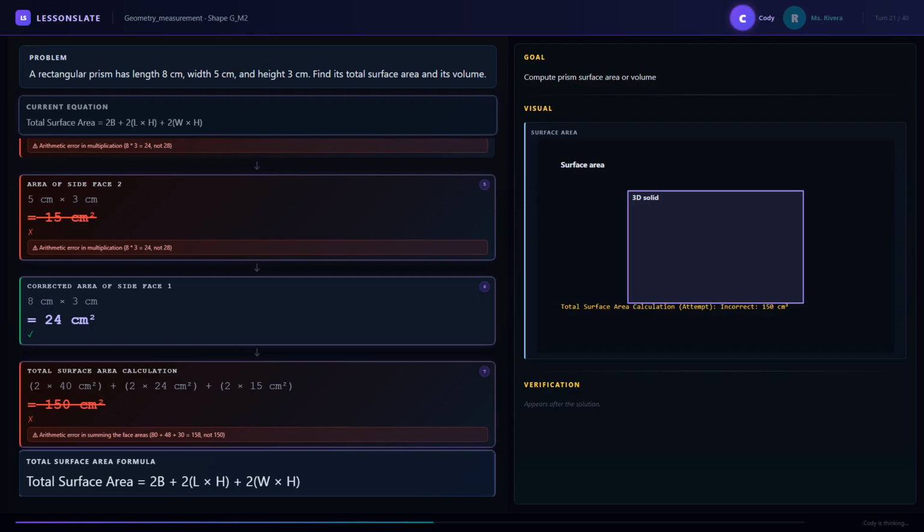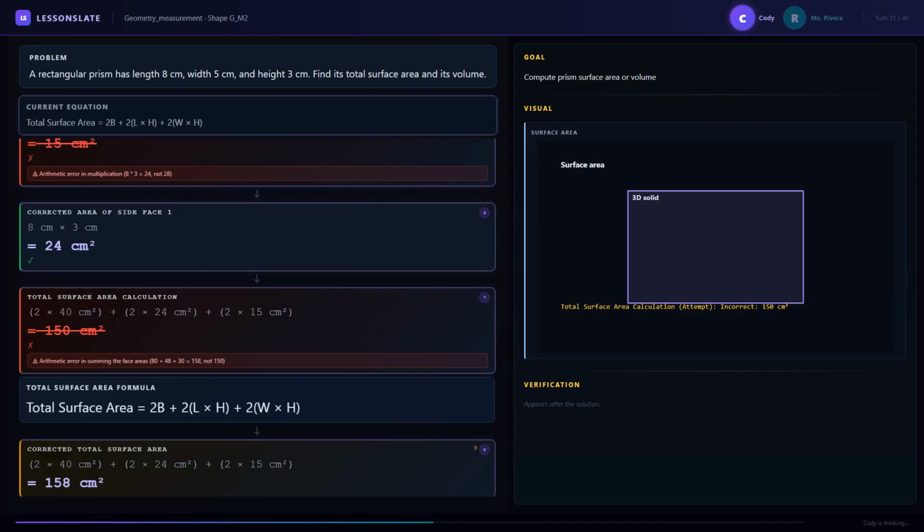Okay, let me try adding those again. So, 80 square centimeters for the bases, plus 48 square centimeters for the 2 longer sides, and 30 square centimeters for the 2 shorter sides. 80 plus 48 plus 30, that's 158 square centimeters. So the total surface area is 158 square centimeters. I think I got it this time.